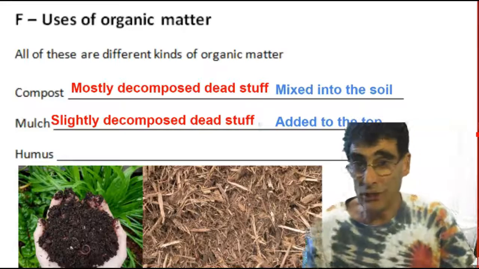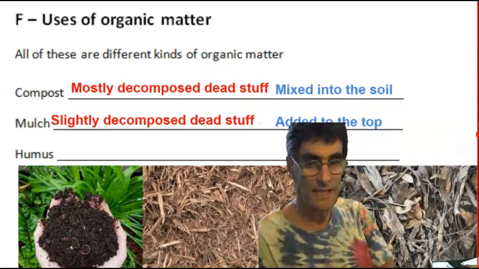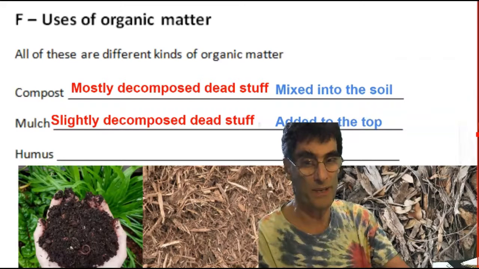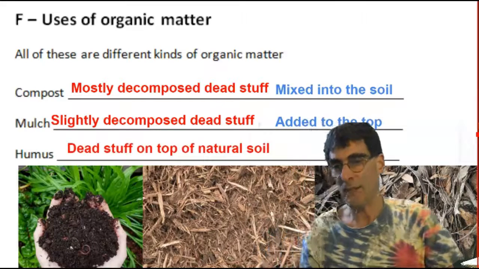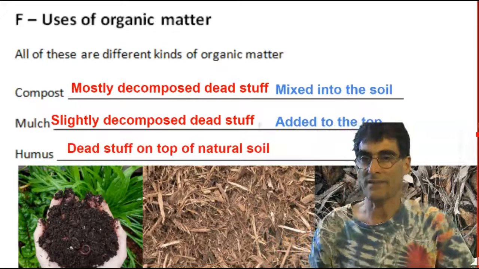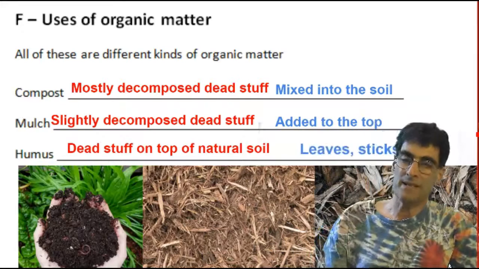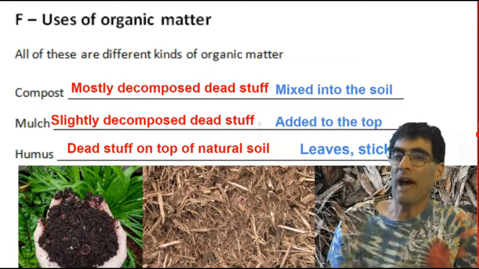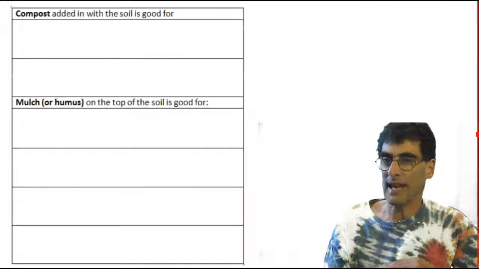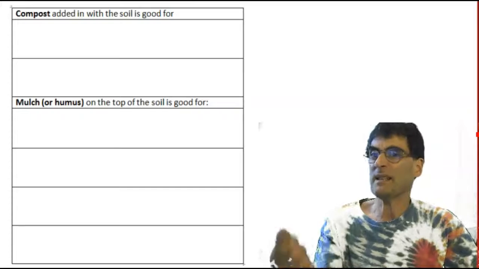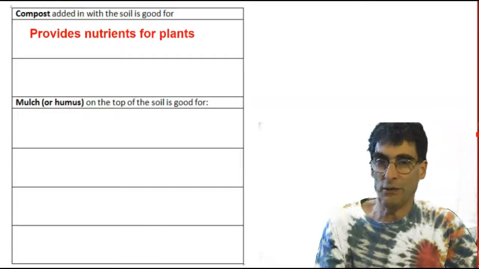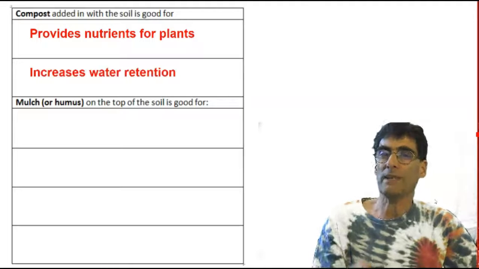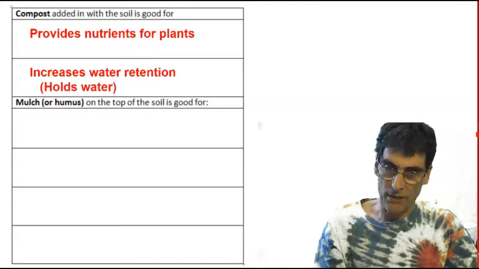And then nature gives us this stuff, which is really just mulch, but it's natural mulch. So we call that humus. And humus is dead stuff on the top of the soil, and that's the sticks and leaves and things like that. Leaves and sticks. So 3 different forms of compost, but they all have different purposes. So let's write those down. So we know compost, we mix it into the soil. We know it's good for providing nutrients, and it increases water retention.